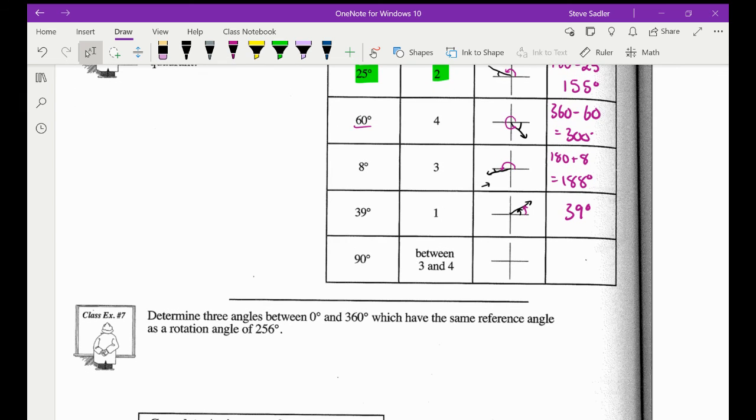And the last one, at 90 degrees between 3 and 4. So this one's 3, this one's 4. That angle is actually going to be straight down because that's 90 degrees. If you're measuring that from over here, we know that's one of our known angles, and that's 270 degrees. Or if you wanted, it's 180 plus 90, which gives us 270.